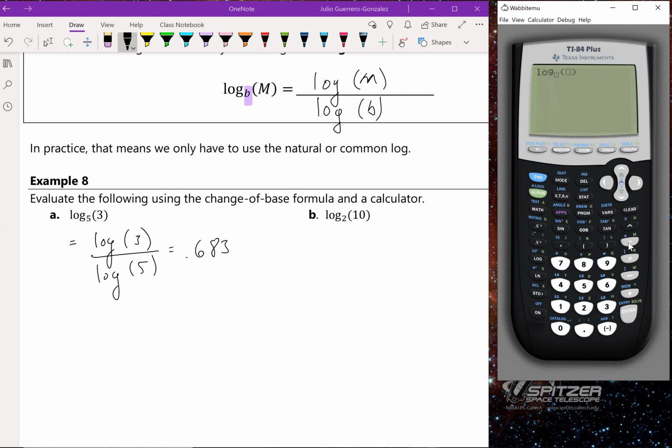Let's see. Okay, so if you hit Math, so you see the green button, you hit Math without moving anything. Scroll down until you hit log base. And now you can put in everything that you need. So 5 and 3. And that's exactly the same. It's literally the same format, and you get the same exact answer. Nice.